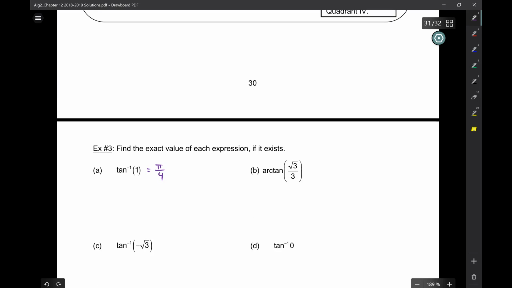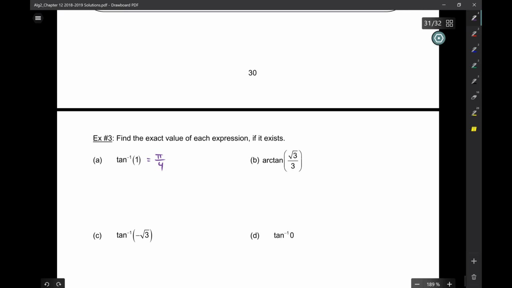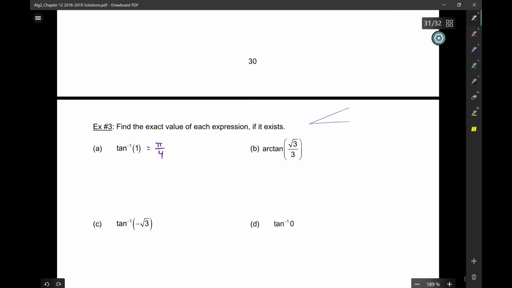Okay, so for what angle is tangent root 3 over 3? Do you think it's the pi over 3 or the pi over 6? Okay, so for the pi over 4, what are these sides? Root 2 over 2 and root 2 over 2. And now the tangent is the sine divided by the cosine. And you see how that'll give us a 1.